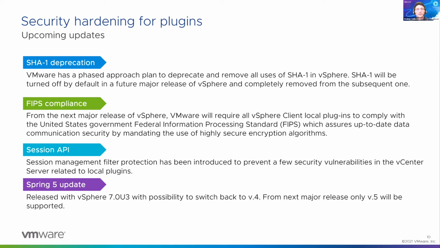And last but not least, the Java Spring library is at the core of the vSphere client. So in 7.0 update 3, which was released yesterday, we have released this Spring 5 update, which is basically transparent to plugins. There shouldn't be any compatibility issues. Just in case, we have kept the possibility to switch back to Spring 4 in case a local plugin is using some elaborate APIs from the old Spring.